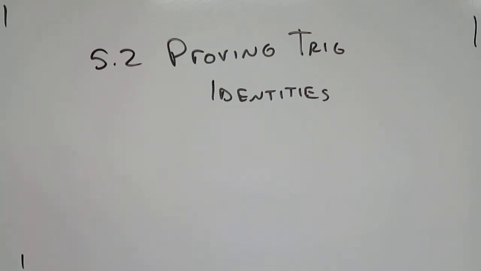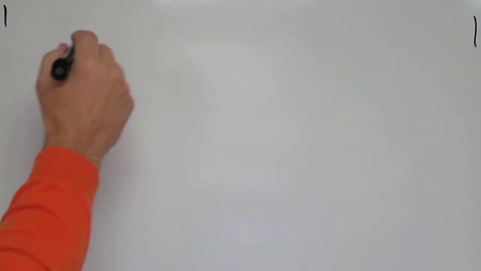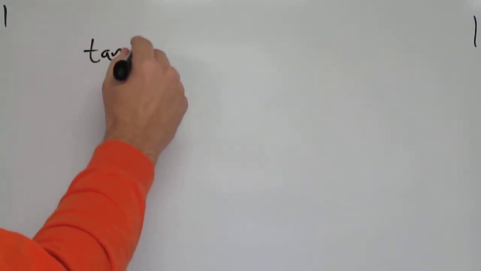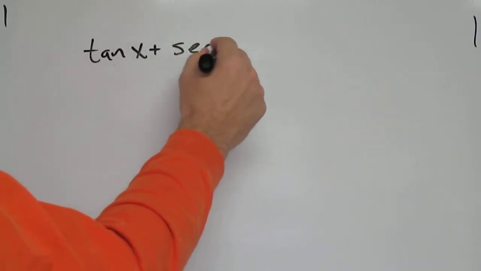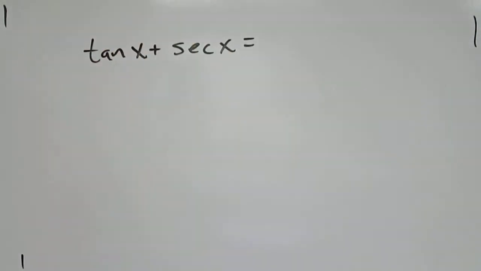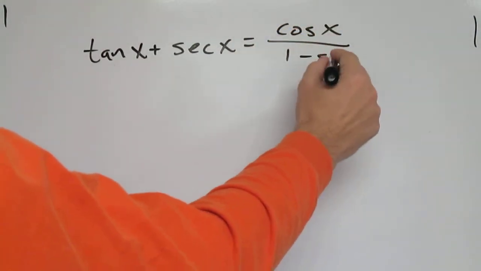So if I take an example that says the tangent of x plus the secant of x, and I try to show that that's equal to the cosine of x over 1 minus the sine of x.